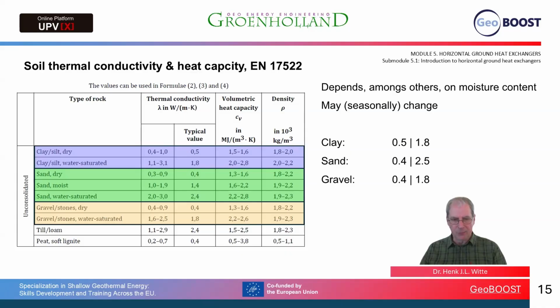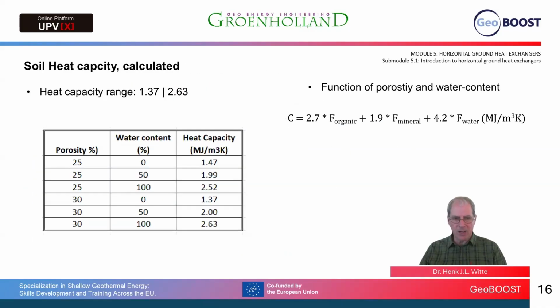We can do the same for the heat capacity, but there is another way in which we can assess heat capacity, and that is by calculation based on a formula where we have a value for the porosity, a value for the water content, and a value for the mineral fraction. The formula is given below. If we know the ratio of organic material multiplied by 2.7, plus the ratio of mineral material multiplied by 1.9, and the fraction of water multiplied by 4.2, we get an overall heat capacity.